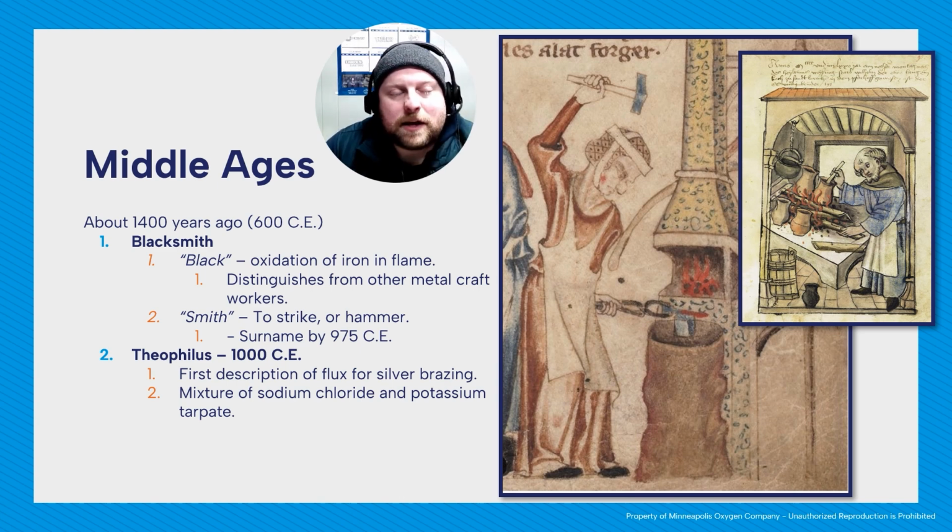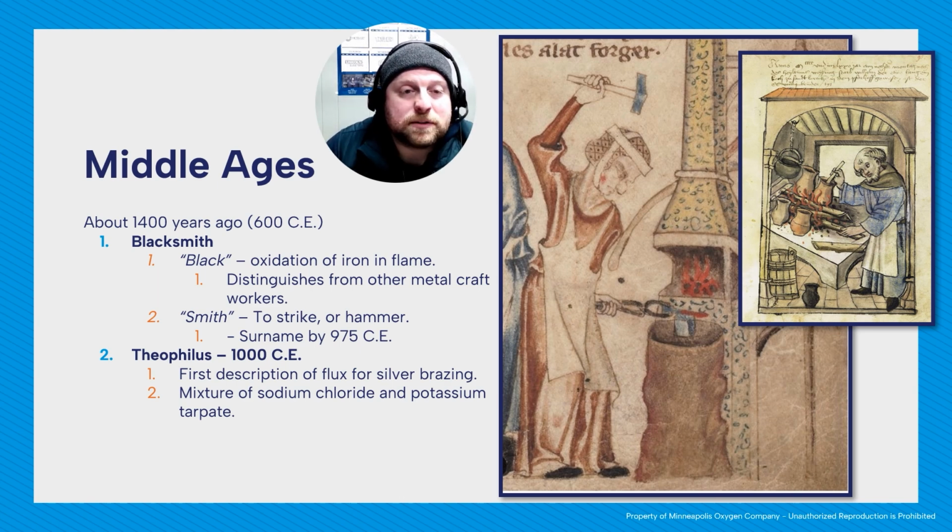And then smith is derived from the word to strike or hammer. So blacksmith is someone who hammers iron, basically. We saw Smith as a surname in writings around the year 975 CE, so that means blacksmith was at least a term pretty close to that sort of time. So yeah, a little over 1,000 years old.